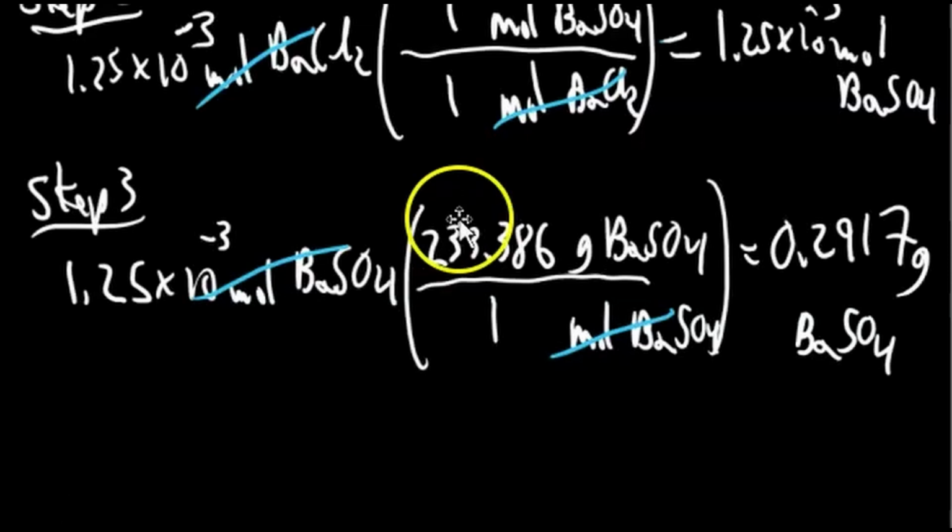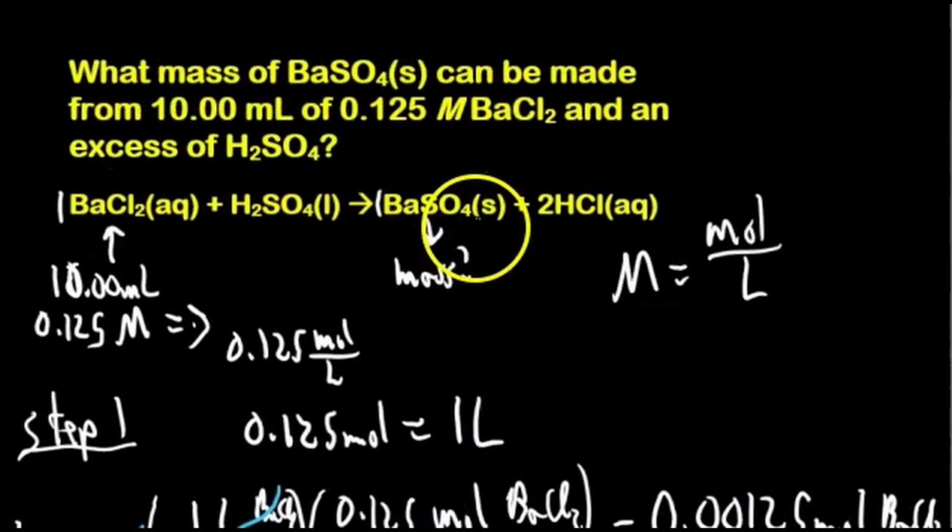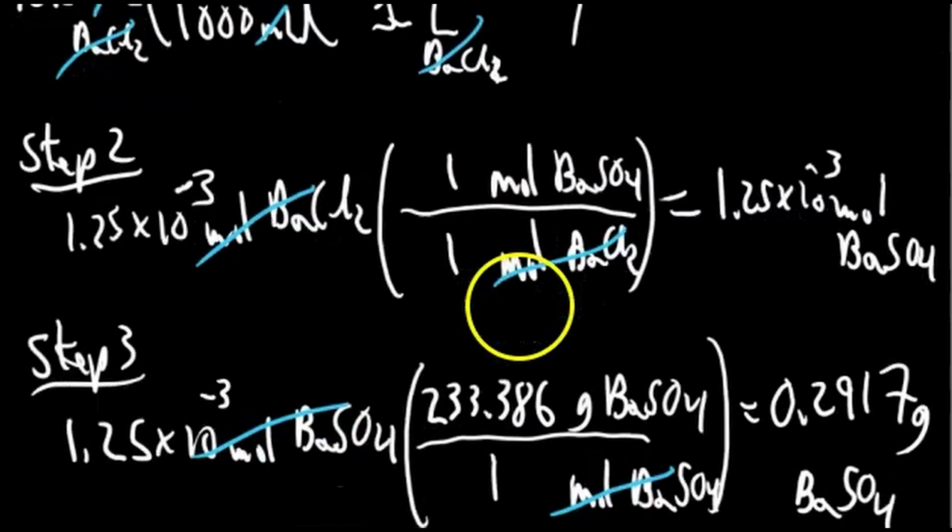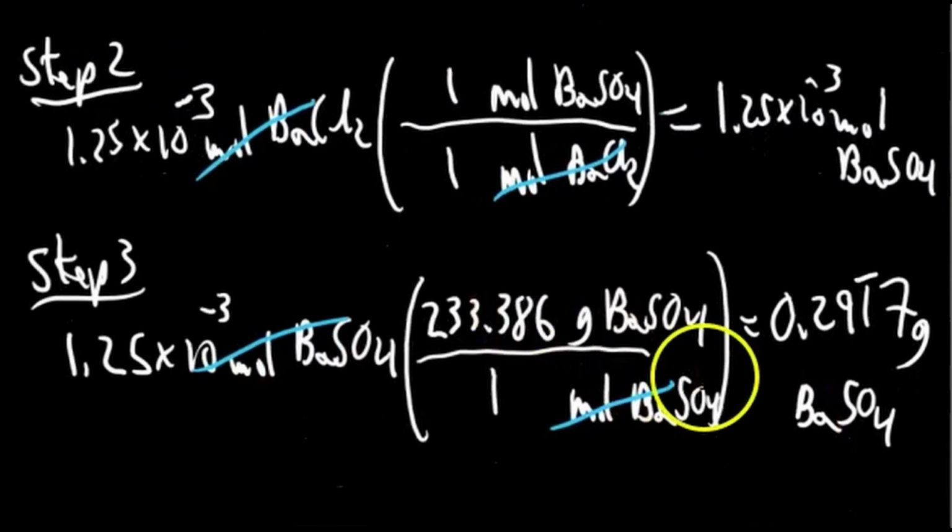barium sulfate. And lastly, for full marks, we've got to check our sig figs. So we have 4 sig figs here, 3 sig figs here. We're just multiplying things, so we want 3 significant figures. So 0.92 grams of barium sulfate.